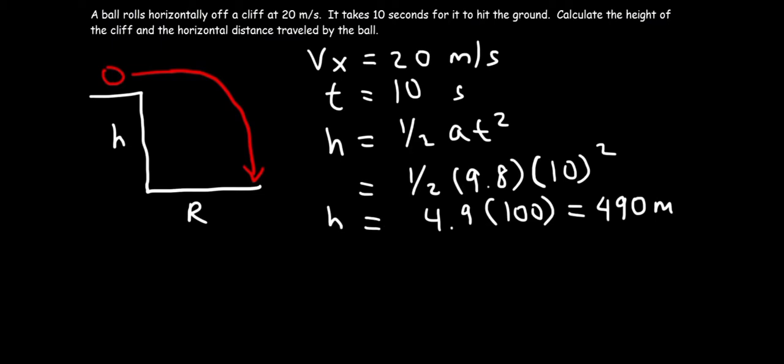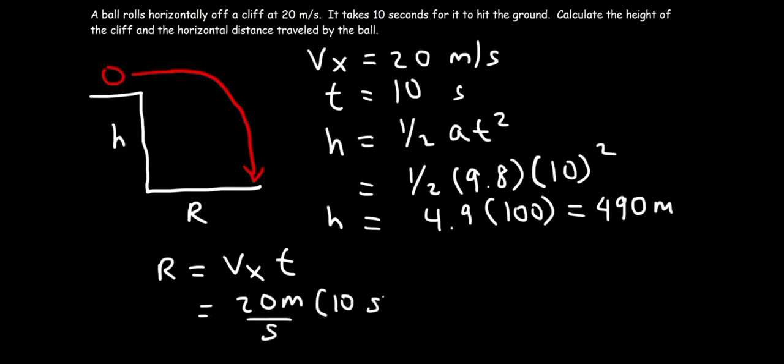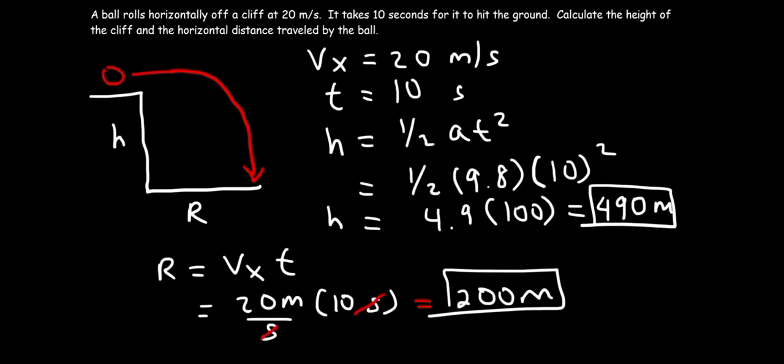Now let's calculate the range. The range is equal to Vx t. And we know Vx is v cosine theta, but we already have Vx, which is 20. So therefore the range is going to be 20 meters per second multiplied by 10 seconds. And you can see that the unit seconds will cancel. 20 times 10 is 200. So the range is 200 meters. And that's it for this problem.